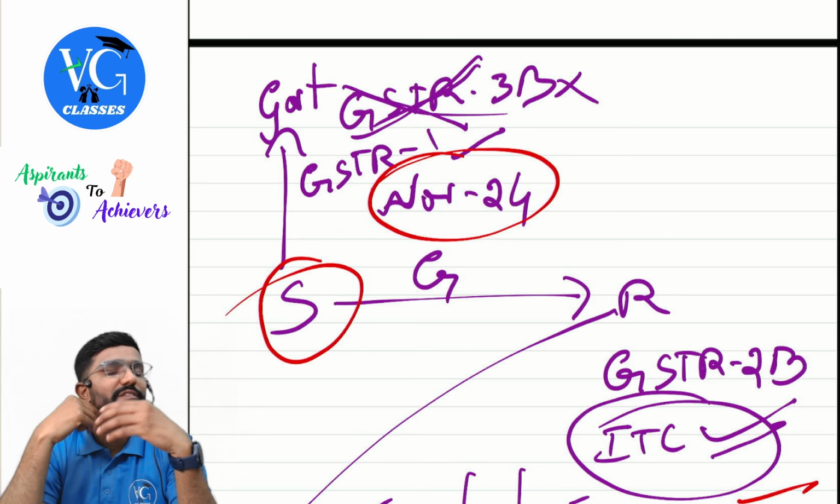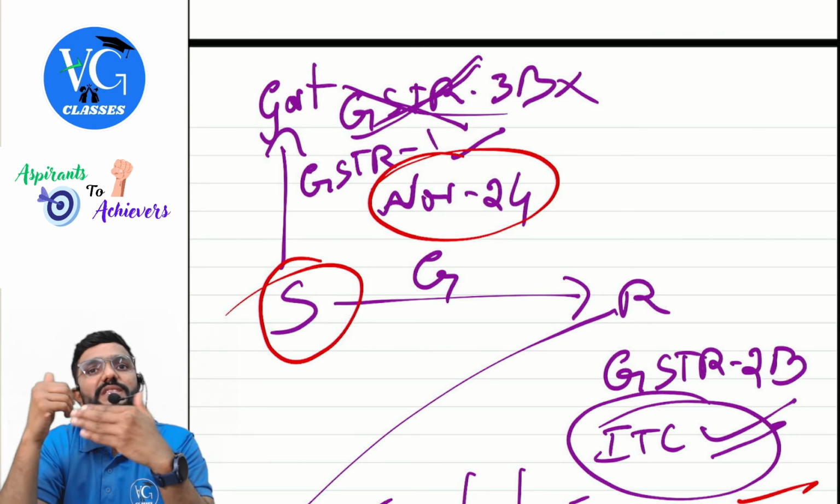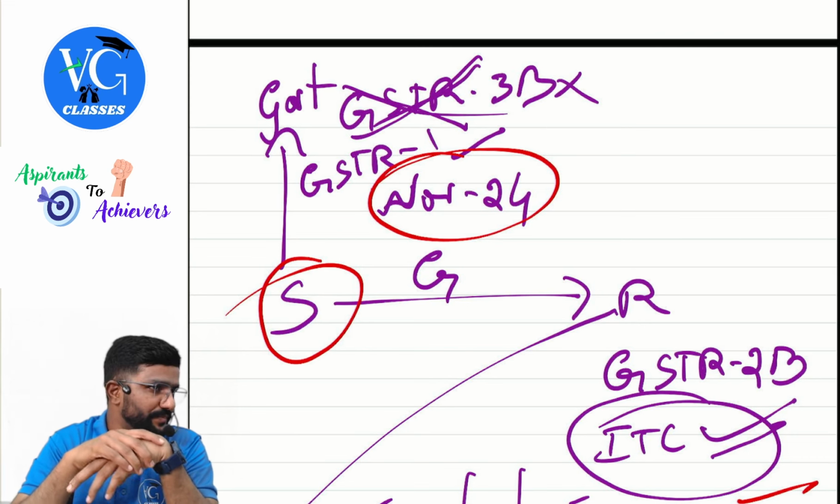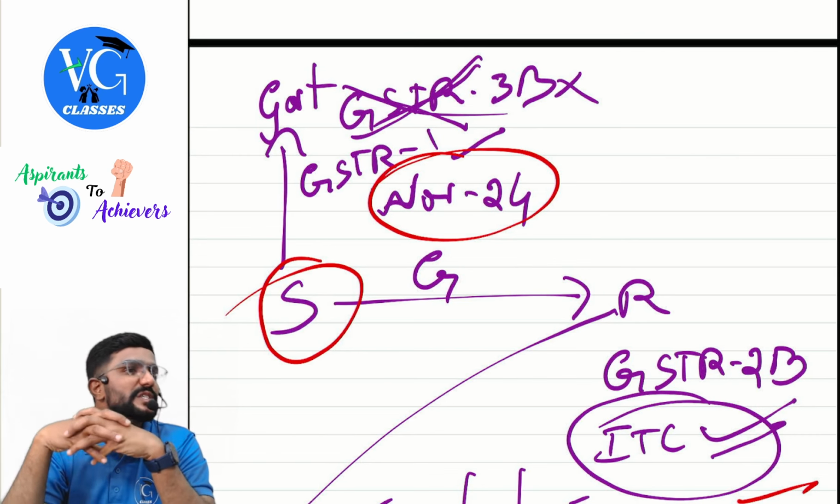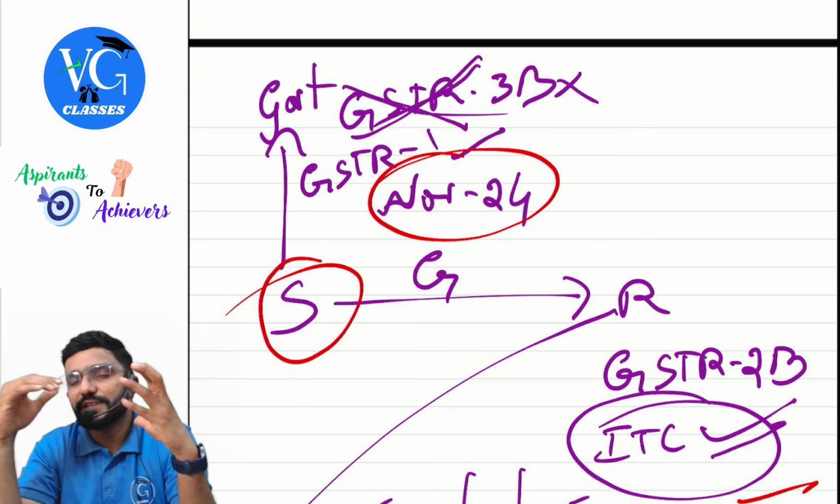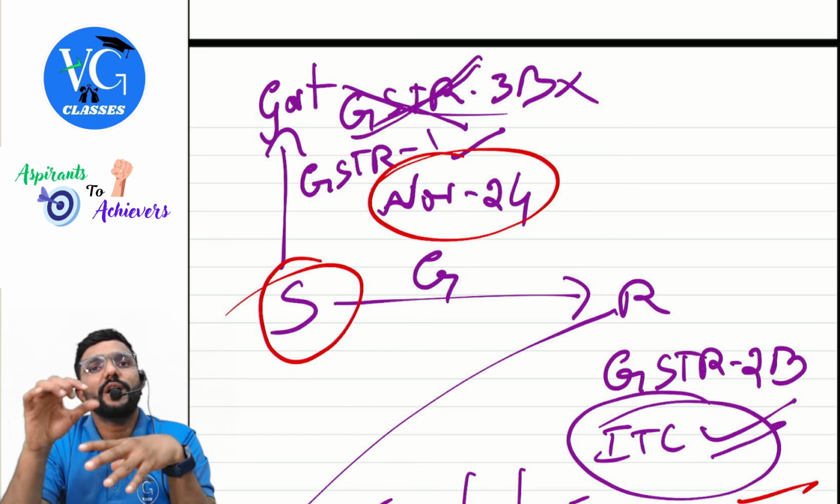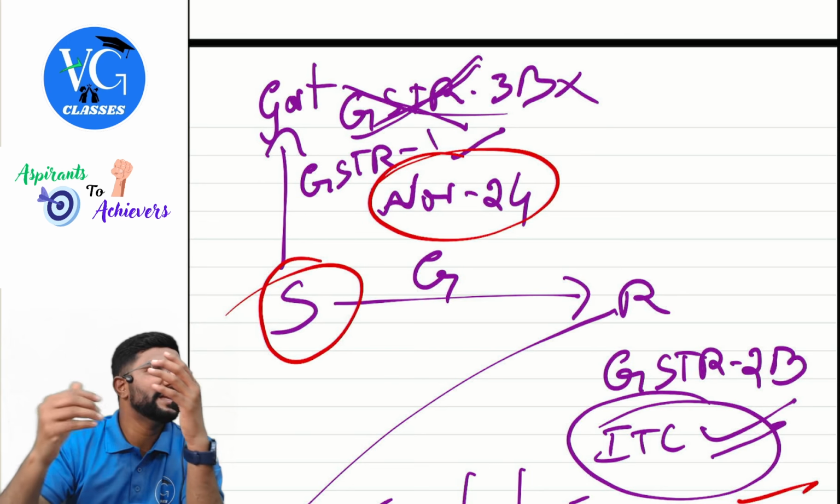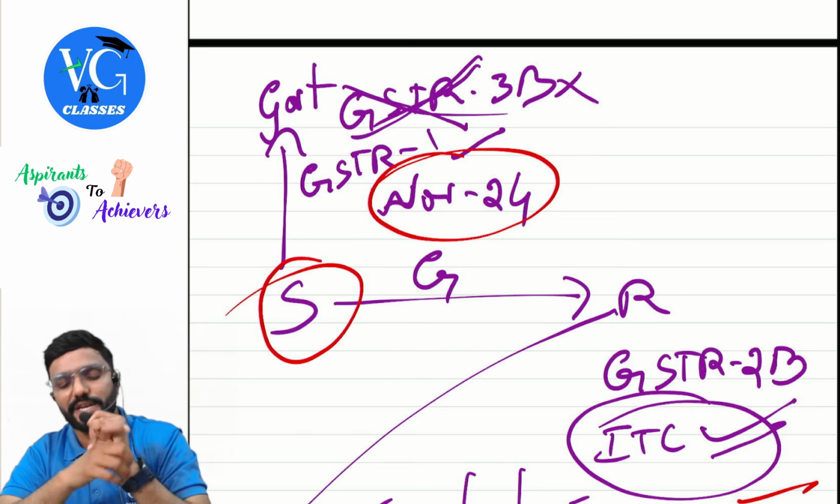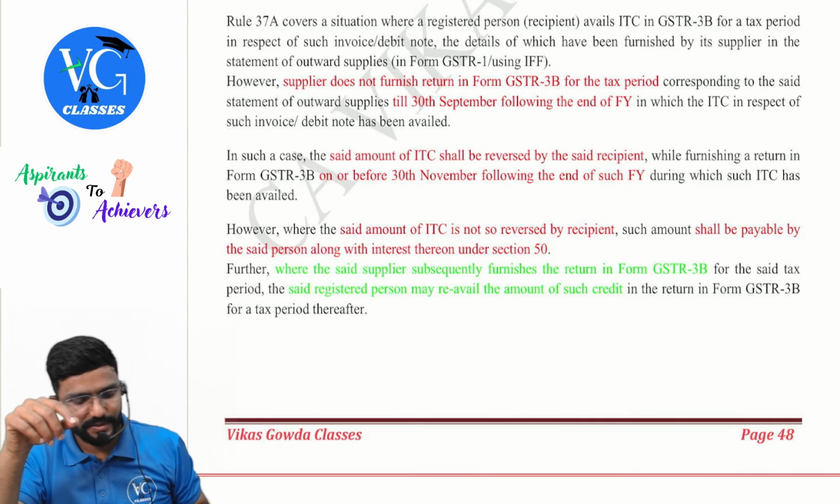Okay, sir. Within what time should he reverse it, sir? Within 30th November of that year. If he doesn't reverse it, then from 1st December, interest will start. Sir, assume he has reversed it within 30th November. What if the supplier filed his GSTR 3B later? Then he can claim back his credit, guys. He can claim back his credit.